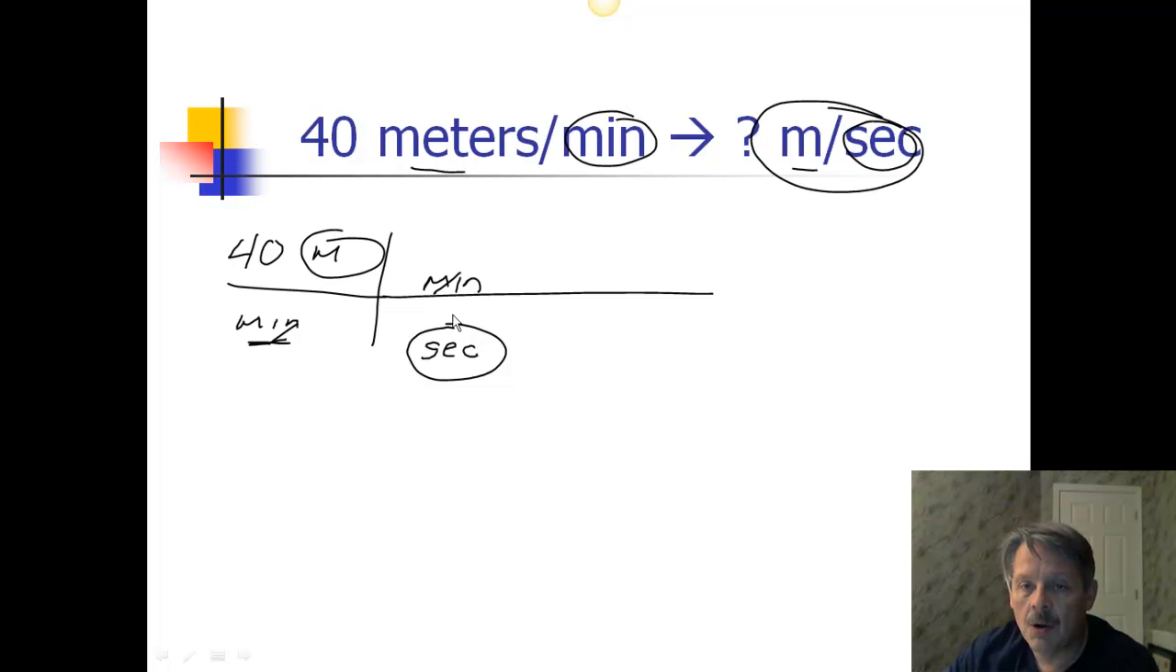I'm trying to convert from minutes to seconds. And in every minute, there's 60 seconds. So 40 divided by 60 is 2/3, which is equal to 0.66 repeating.